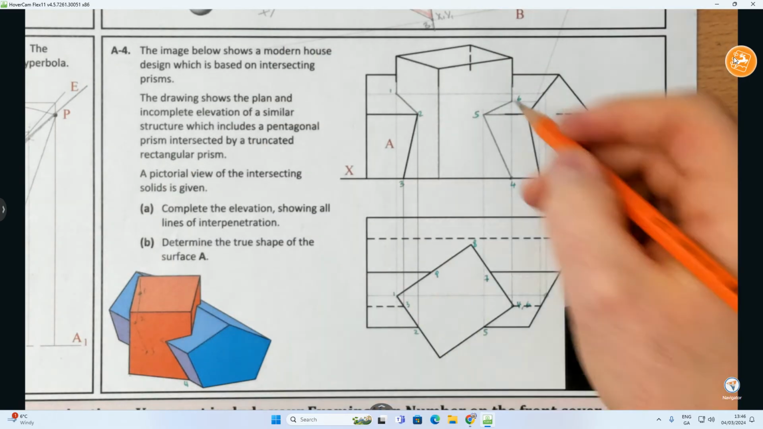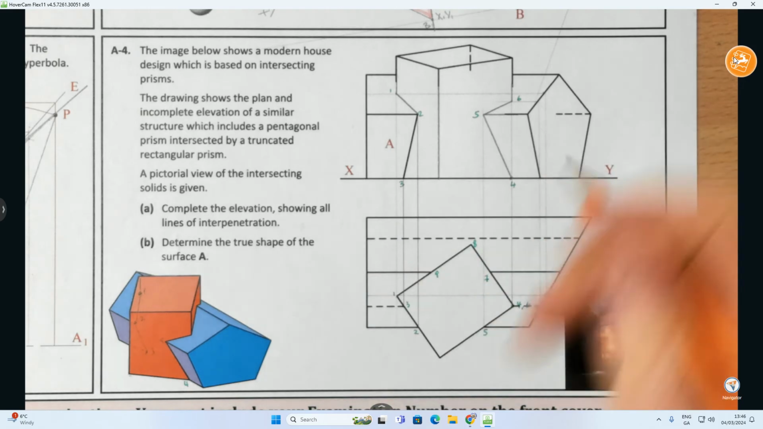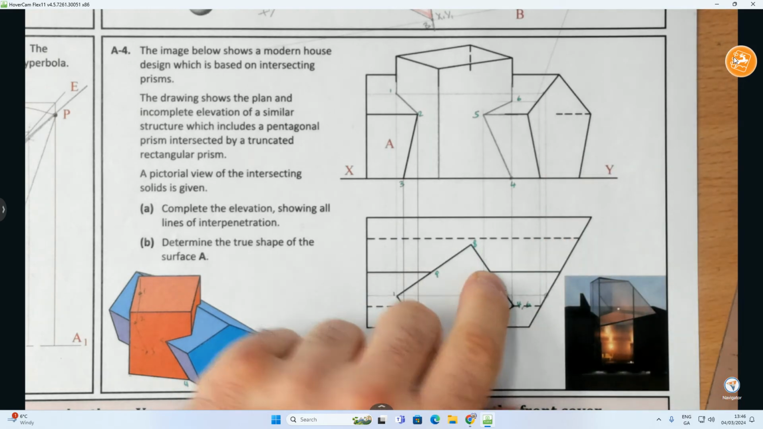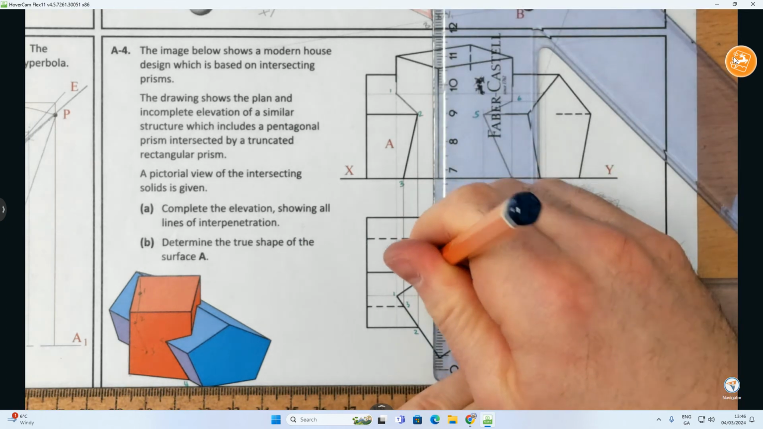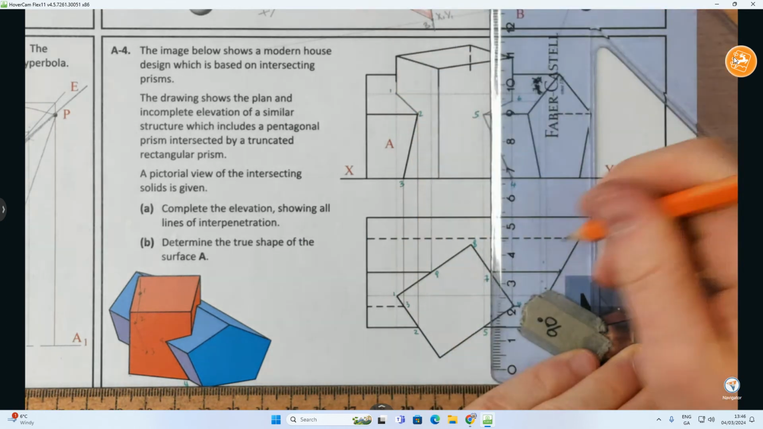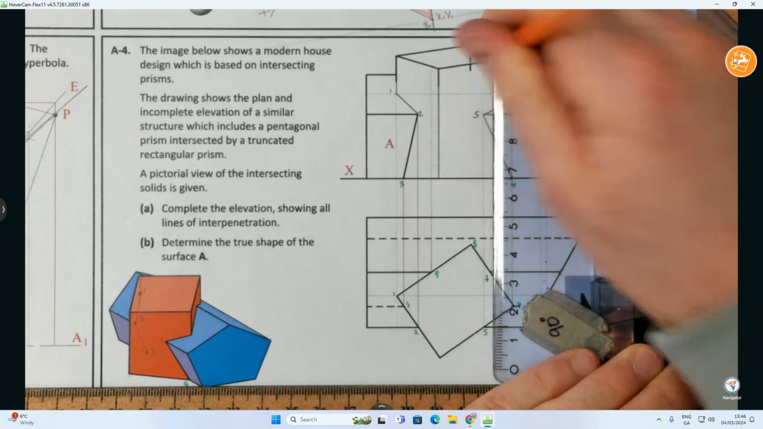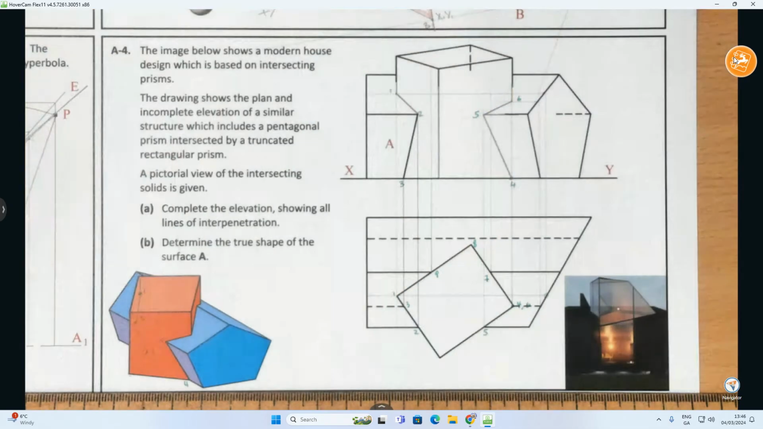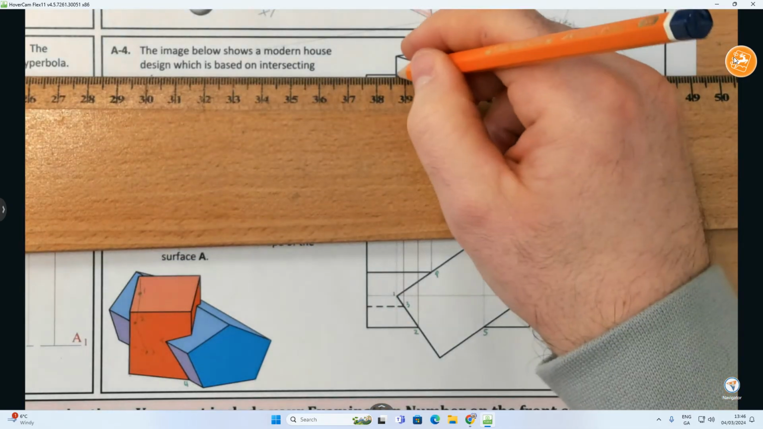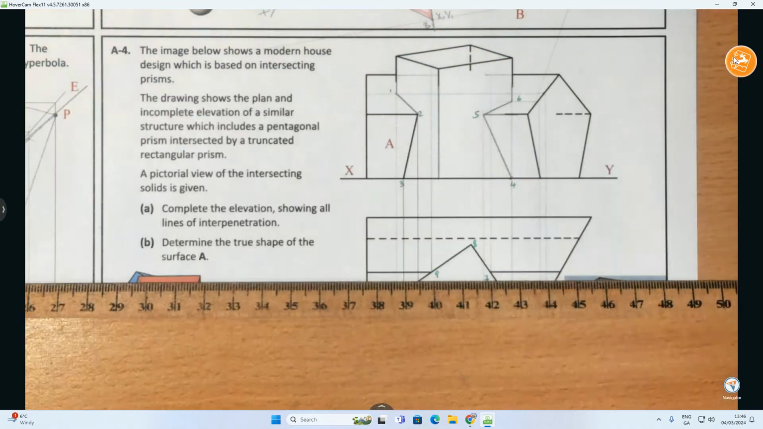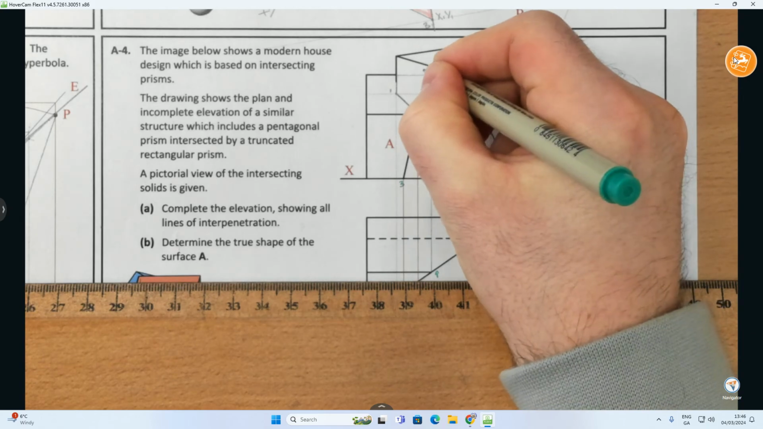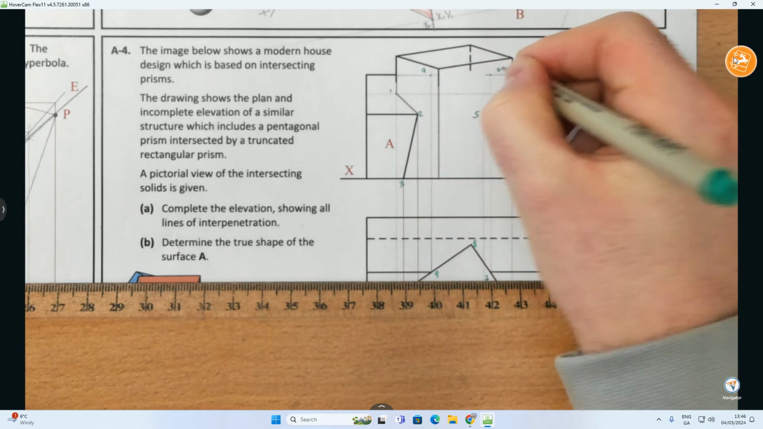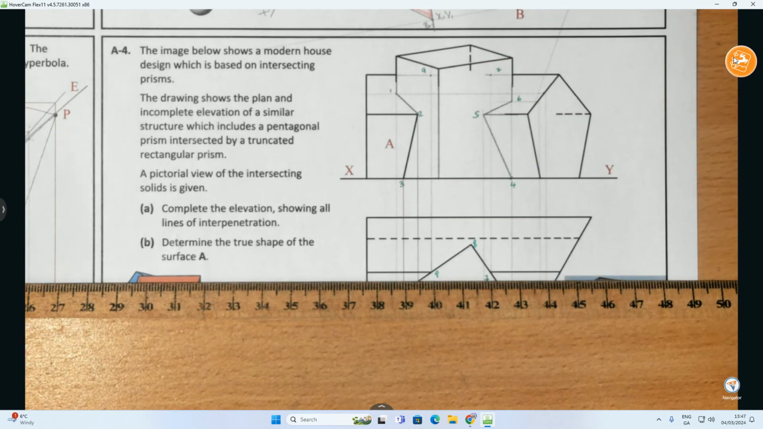Now everything from this point, 6 going up to 7, is all going to be in hidden detail. 7 is right at the top, it's on the ridge, and 9 is at the top, so I'm going to project up to both of those. So 9 will be up there somewhere, 7 will be up there somewhere, and all I'm going to do with those is project a line across and a line across. So there's 7, and there's 9, and the last one I want to find is 8.